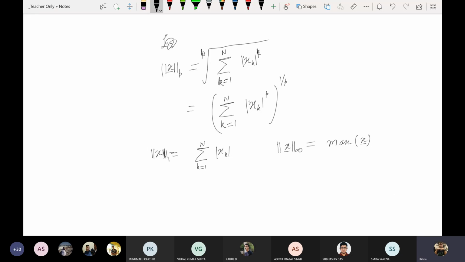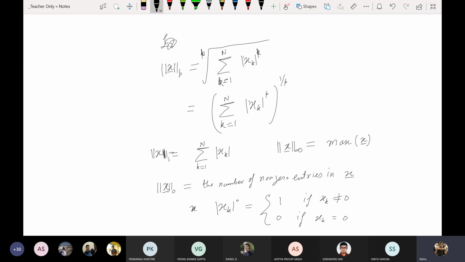So this is the infinity norm, and there is something called the L0 norm, which has recently been quite popular. It is the number of non-zero entries in x, such that x_k to the power 0 equals 1 if x_k is not equal to 0, and 0 if x_k equals 0.